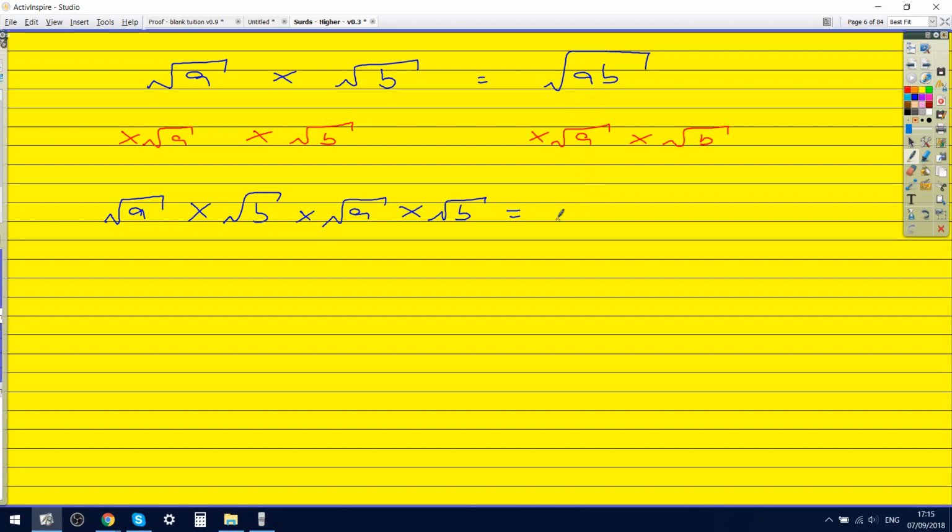Square root of a times square root of b times square root of a times square root of b. So it's basically this square root of ab, and then times root a times root b. We can rearrange the left side. So like 2 times 3 times 4 is 4 times 3 times 2. So I can put the root a's together. I can put the root b's together.